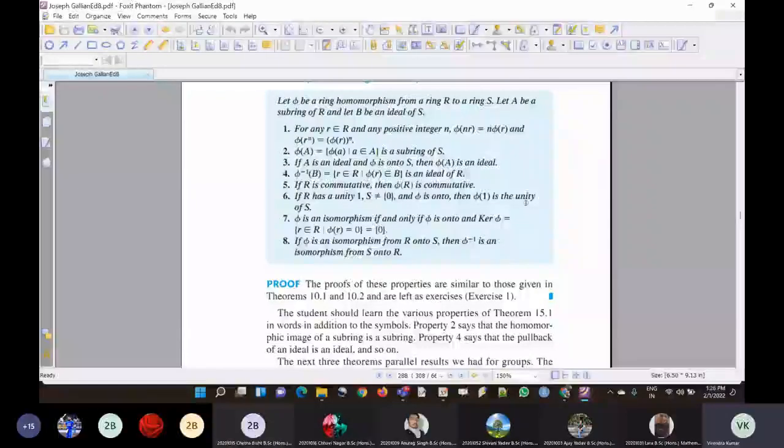Okay, but in a different way. Just like here, if R is commutative, then phi R is also commutative. That is, a homomorphism maps a commutative ring onto a commutative ring. If R has unity, and S is non-zero and phi is onto, then phi 1 is the unity of S. So unity gets transferred under homomorphism. And the next, phi is an isomorphism if and only if phi is onto and kernel of phi is identically 0. So many things I will be telling to you.